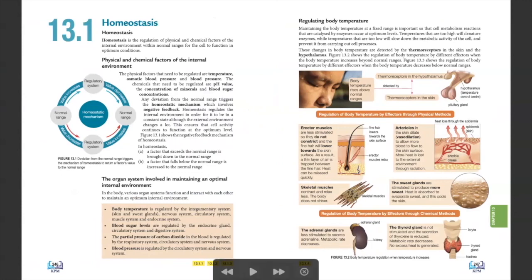I just want to focus on the examples of processes that you should know that can be related to homeostasis. Basically, there are 4 of them: body temperature, blood sugar level, the partial pressure of carbon dioxide, and the last one is the blood pressure. Before we go to the 4 examples, we need to know what homeostasis means.